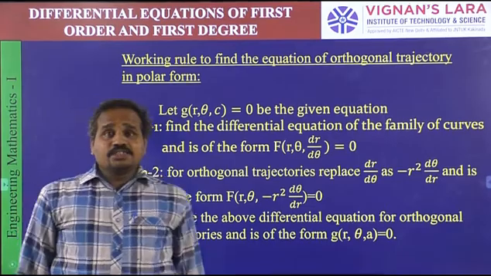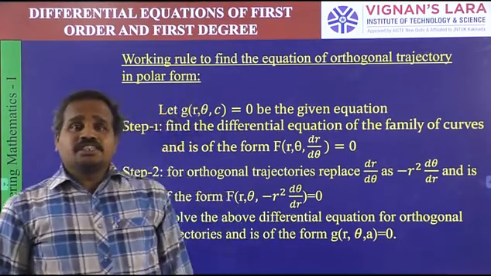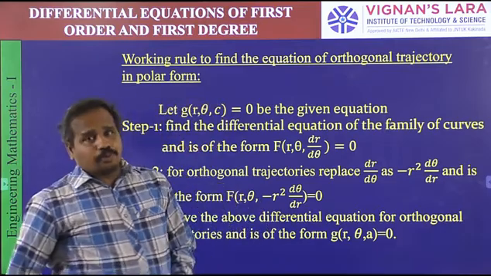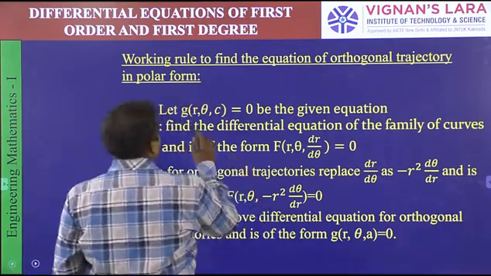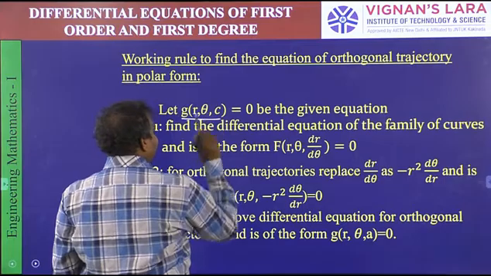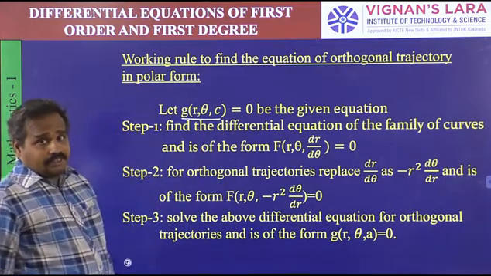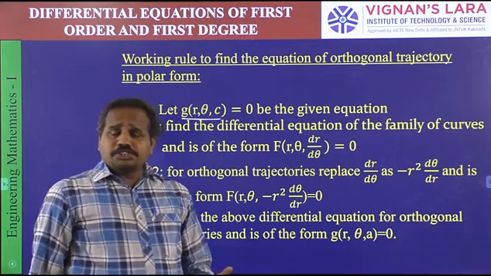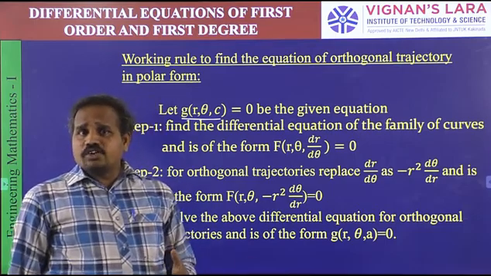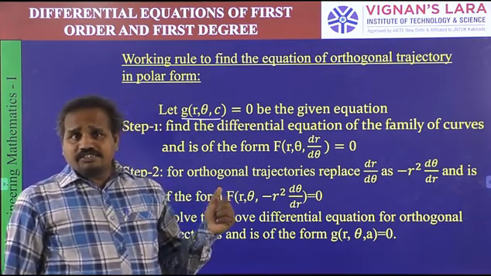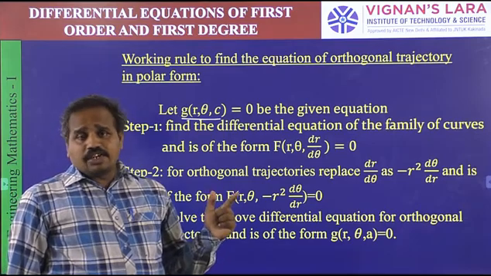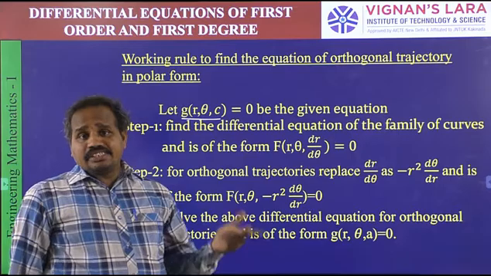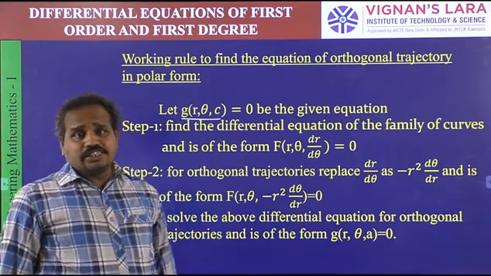In the last session, we completed the orthogonal trajectories of the Cartesian form. Now we are going through the orthogonal trajectories of polar form. Polar form means the coordinates are r comma theta. Whatever working rule we applied for Cartesian coordinates, the same rule we apply here. First, framing the differential equation. Next, for orthogonal trajectories, replacing the derivative. In the third step, we evaluate the general solution of the differential equation.